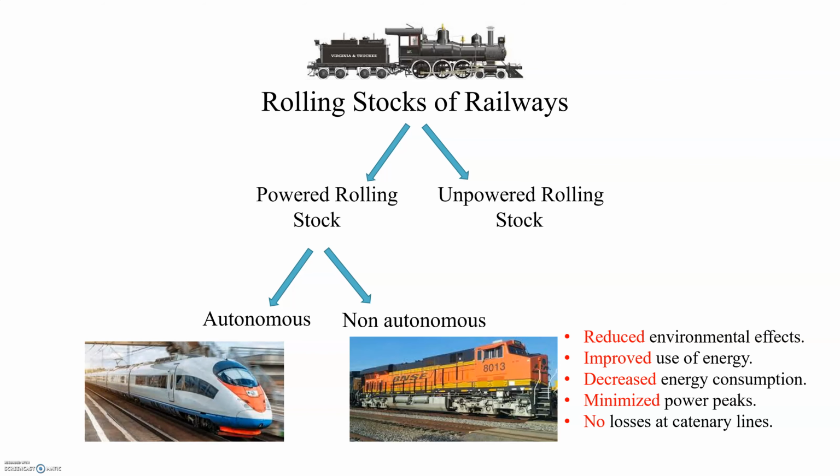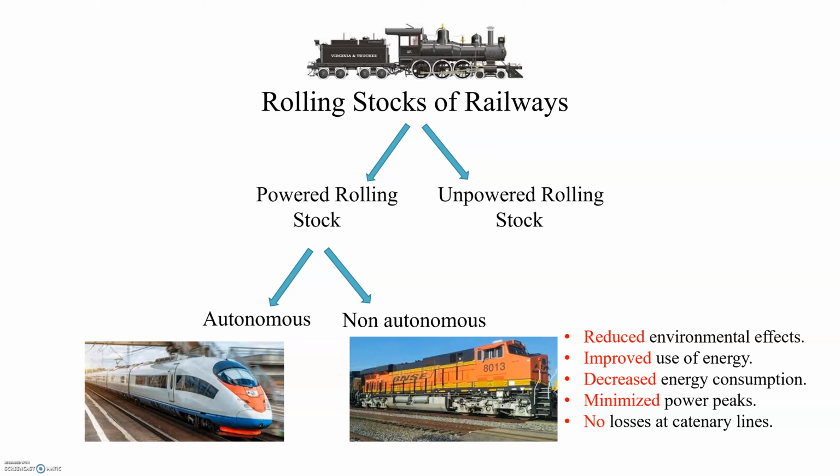Rolling stocks of railways can be broadly divided into powered and unpowered groups, where powered rolling stocks give driving power to the train and unpowered rolling stocks get hauled by them. Powered rolling stocks can be further classified into autonomous and non-autonomous categories, where non-autonomous, like electric trains, get their power supply from external sources, and autonomous vehicles have power plants mounted inside them, allowing significant reduction of environmental impacts on operation and improved use of energy.